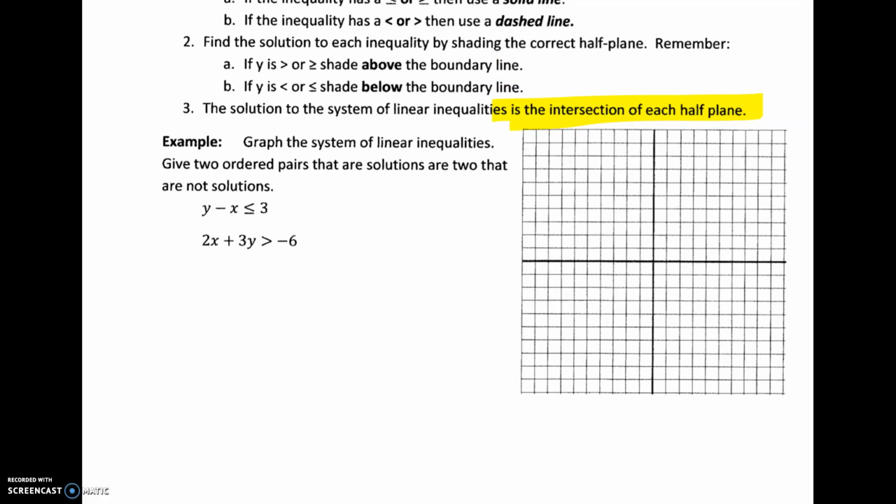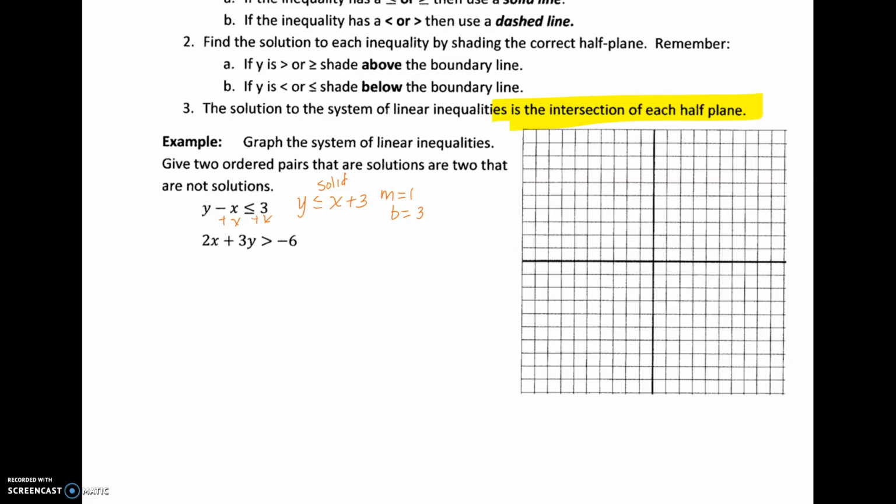linear inequality says y minus x is less than or equal to 3. I'm going to go ahead and add x to both sides. And when I do, I get y is less than or equal to x plus 3. I know this is going to be a solid line. I know that my slope is going to be 1 and my intercept is going to be 3. Okay, so I'm going to go ahead and graph this first.